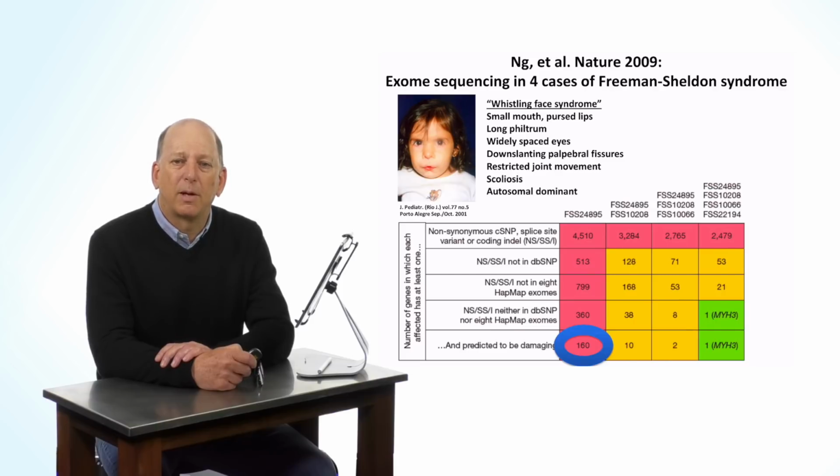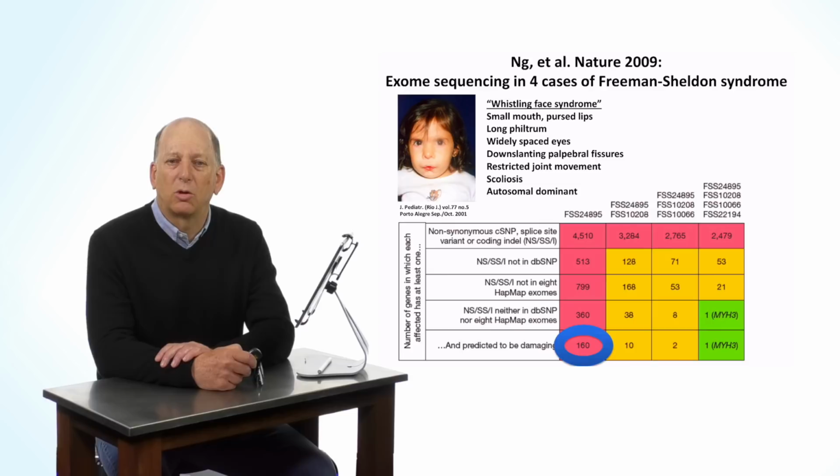The phenotype has very characteristic facial features and abnormalities of the spine, scoliosis, and the joints. It is an autosomal dominant disorder that results from mutations in a contractile muscle protein, myosin H3. So the investigators were looking for variants present in the heterozygous state. Shown in the figure are the data for 4 independent cases of the phenotype.